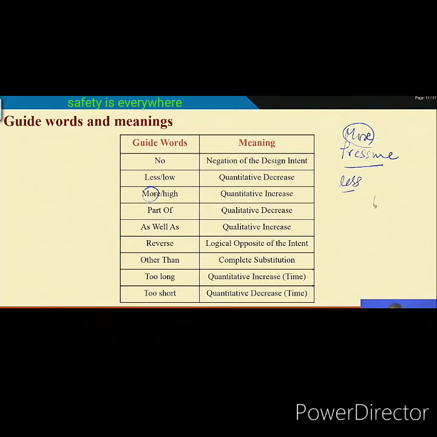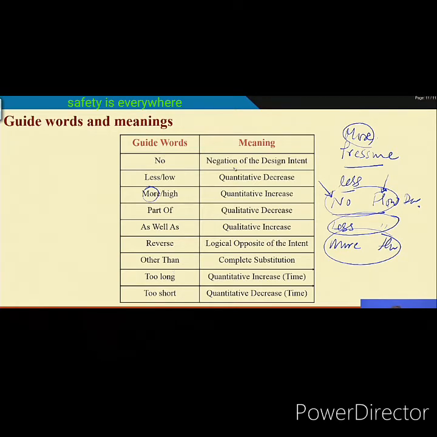If you consider flow, you may say no flow, this is negation. You may say less flow, you may say more flow. So, that means no flow, less flow, more flow, these are deviations. So, what is deviation? The deviation is the combination of the process parameter flow and the guide word no. So, no flow deviation.